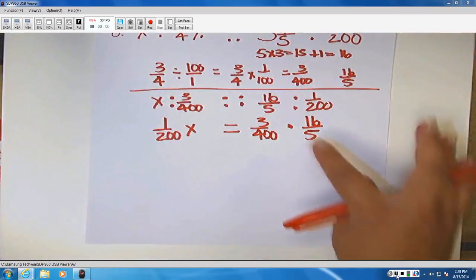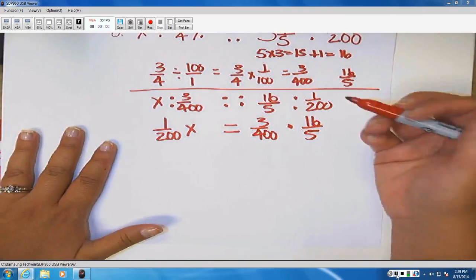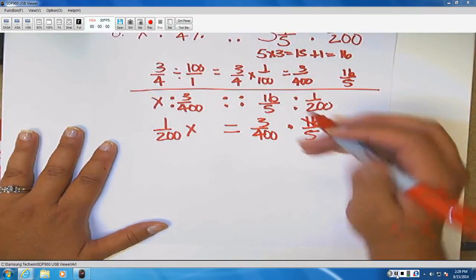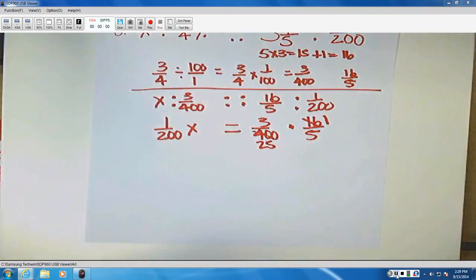Now I'm pretty sure that I can reduce something here. Let's see, I did this earlier. 16 will actually go into 400. 400 divided by 16, it'll go in there 25 times. So I'll reduce this. 16 will go into 16 one time, 16 will go into 400 25 times. So this becomes 25. And now I'll just multiply across.